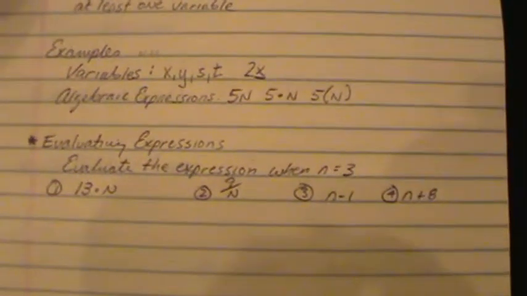Some examples of this could be written like 5n, which, like I said a few seconds ago, is 5 times n. You can also write that as 5 times n, notice that we're using the dot. We do not use the multiplication sign anymore in algebra because it gets confused with an x. And then you also have 5 times n written this way. Those are all different types of algebraic expressions. You can have all types of them.